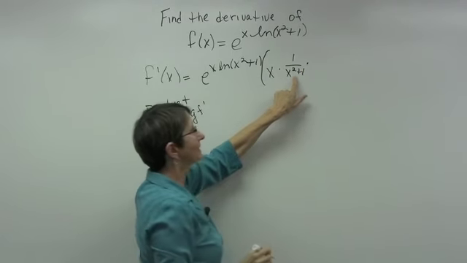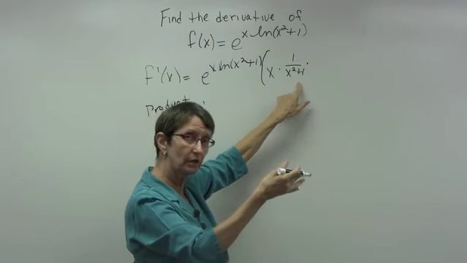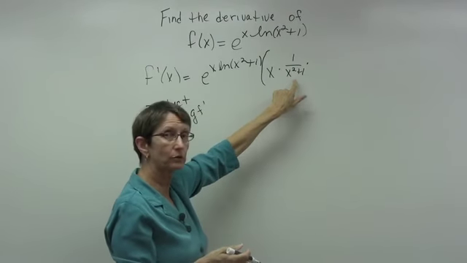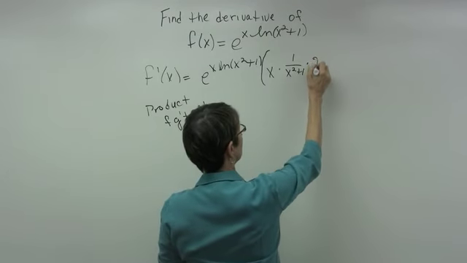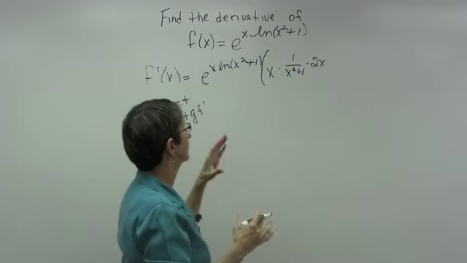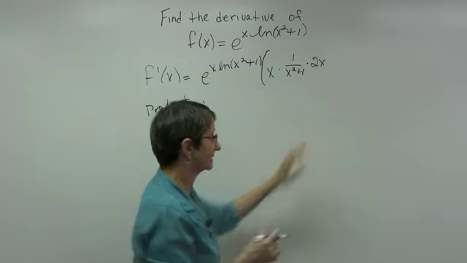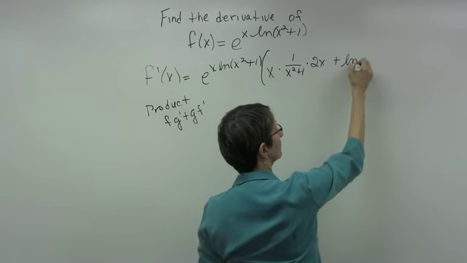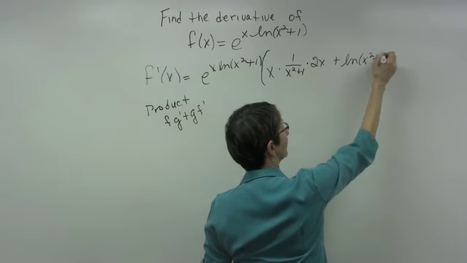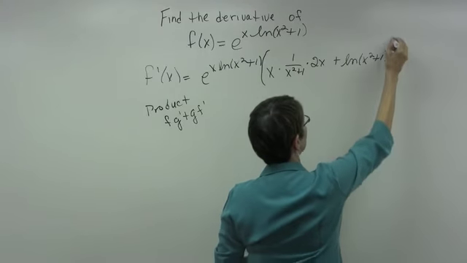But then what's inside is not just x. It's not just 1 over x. So I have another derivative to take of the x squared plus 1. Derivative of x squared is 2x. So that was first times derivative of the second, plus, and now I do second times derivative of the first. This is the second, it's just the natural log. The derivative of x is 1.